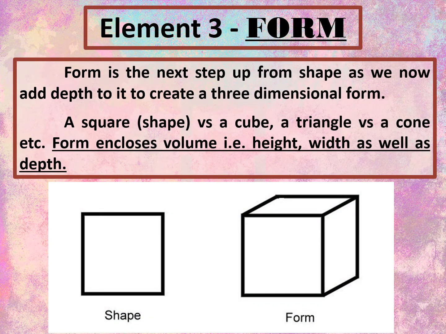So the third element is the form. Form is the next step up from shape as we now add depth to it to create a three-dimensional form. A square, a shape, becomes a cube; a triangle becomes a cone, etc. Always remember that form encloses volume. For example, the height, the width, as well as depth.